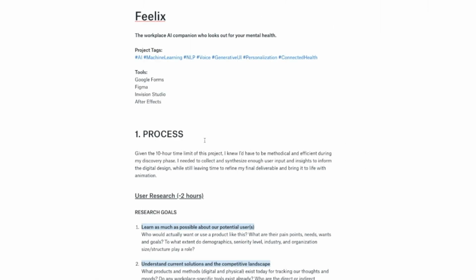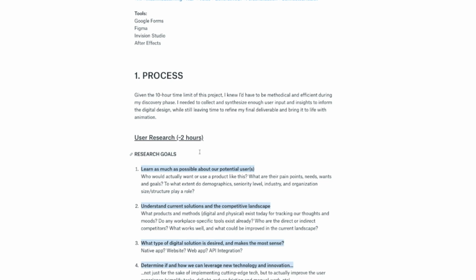I'm also probably going to make a whole separate video on the concept of convergent and divergent design and the double diamond model. I think it's just a really great framework. I'm not saying it's a framework you should follow, but it's one that I more or less followed here without explicitly saying I'm following the double diamond model. But I digress. So I came up with some research goals.